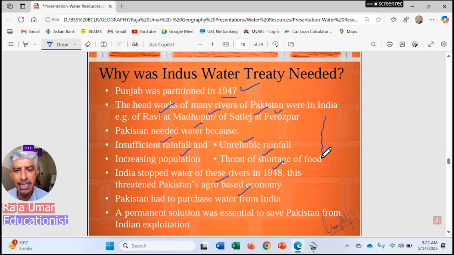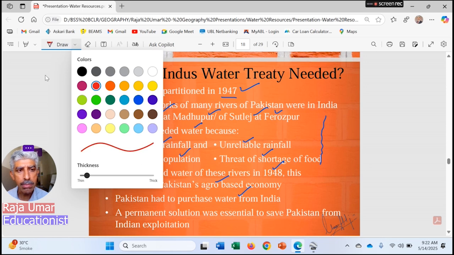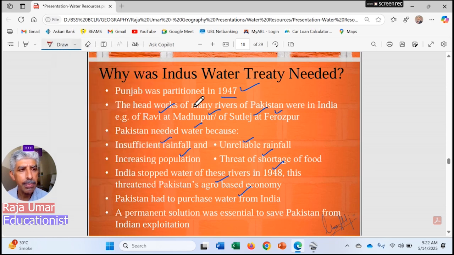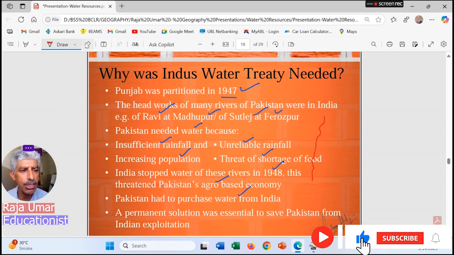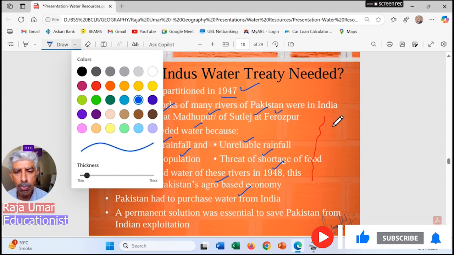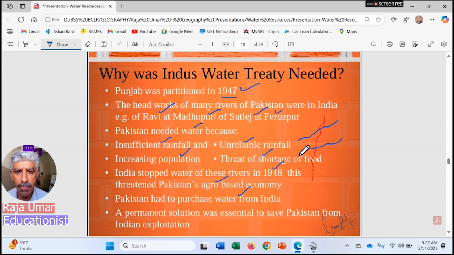If I draw, for example, if this is the boundary line between Pakistan and India, and this is the boundary between Indian Punjab and Pakistani Punjab, the rivers are flowing to Pakistan like this. Especially river Ravi and Sutlej we are talking about. The water control system, the headworks, were given to India, but the canals originating from these headworks were irrigating Pakistani lands like this. In the same way, this is Madhopur on river Ravi, and over here, Ferozpur headworks on river Sutlej.